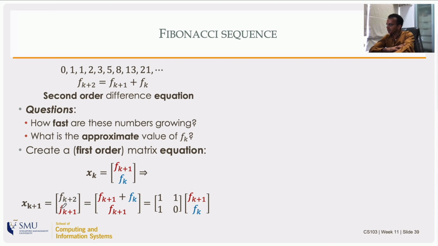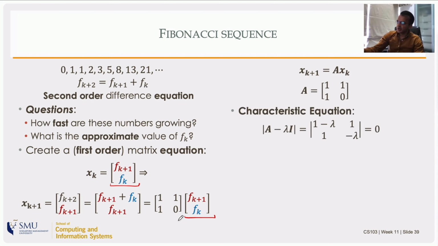So I get that. Now I get f sub k plus 2 as the first element, but I know that f sub k plus 2 is f sub k plus 1 plus f sub k. So I put that in there. Then suddenly I can see a matrix there. I can see that the k plus 1 state, that vector, is actually the kth vector times a matrix. Now that is my matrix A. It's 1, 1, 1, 0. And then I can go ahead and do the eigenanalysis.